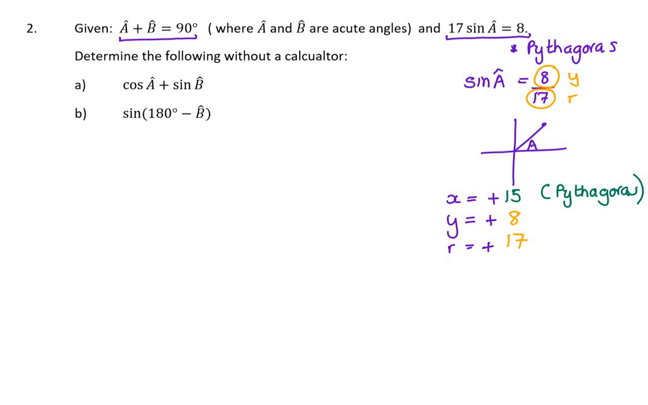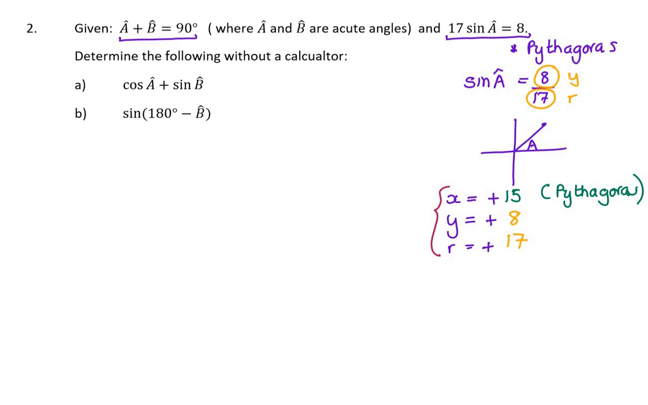Now what this means is that any trig ratio of angle A I can work out, because all you need is x, y, and r. The only problem is this x, y, and r only has to do with angle A. So I can work out anything about angle A, but I don't know anything about angle B.